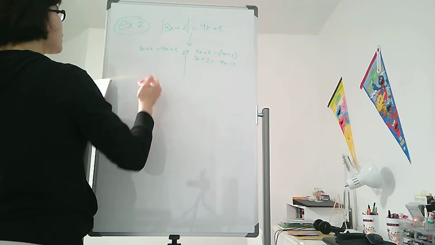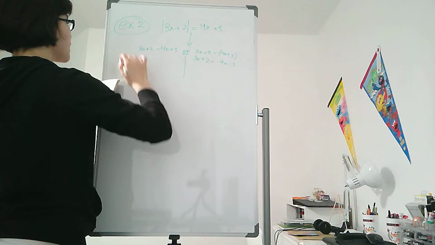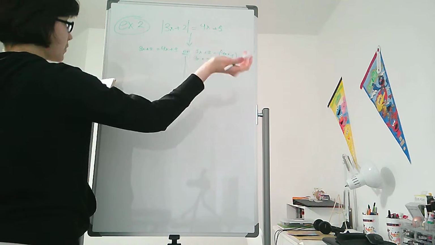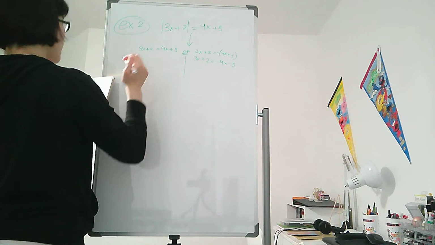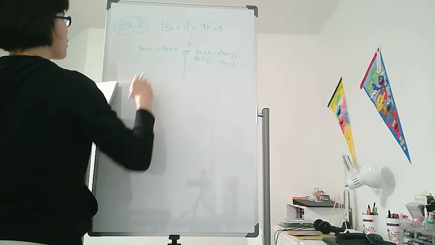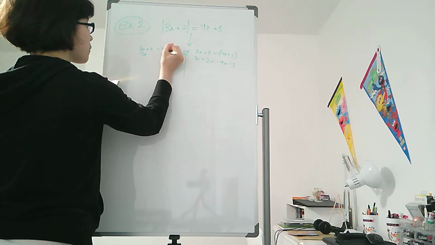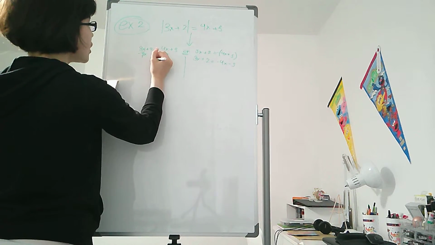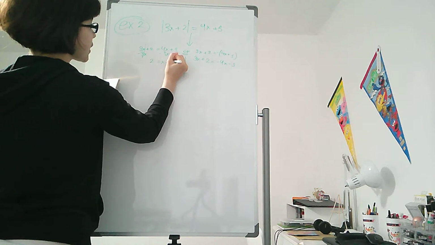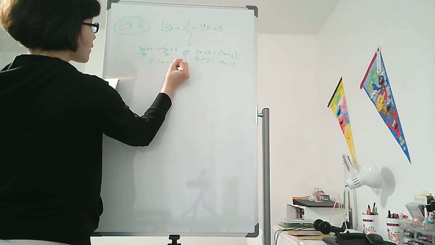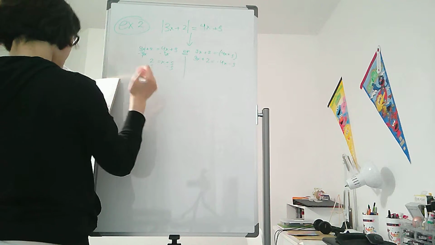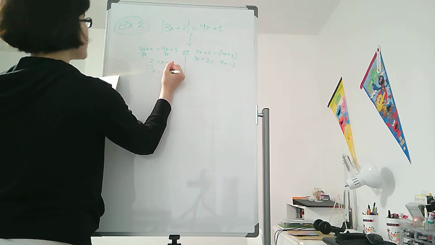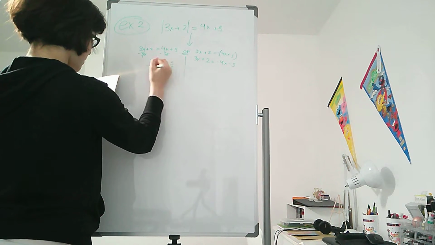Okay, so on the left-hand side, 3x plus 2 equals 4x plus 5. What we do, subtract the x's, get that out of the way. So subtract 3x from both sides. This cancels out. 2 equals x plus 5. Then subtract 5 from both sides, and that means x equals negative 3, okay?